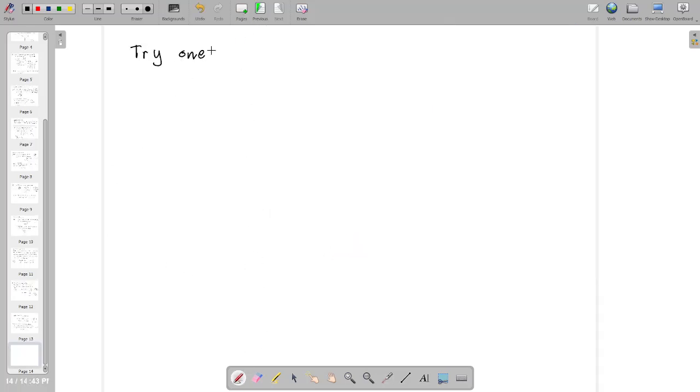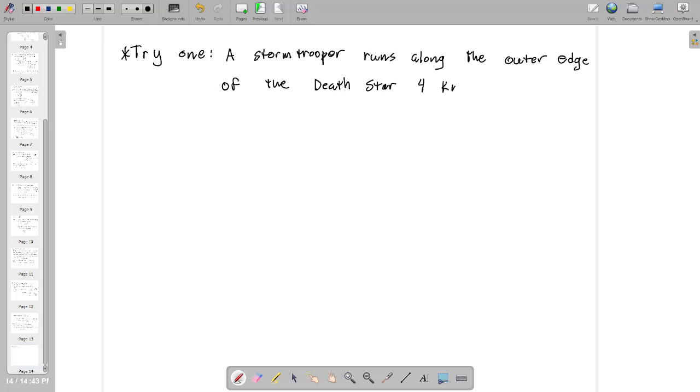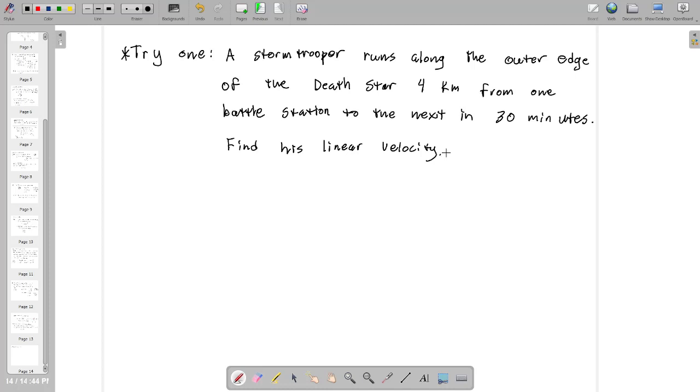Try one on the accompanying worksheet. A Stormtrooper runs along the outer edge of the Death Star 4 kilometers from one battle station to the next in 30 minutes. Find his linear speed. If the radius of the Death Star is 80 kilometers, find his angular speed.